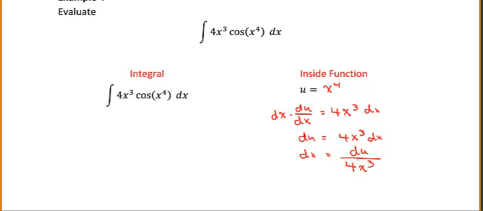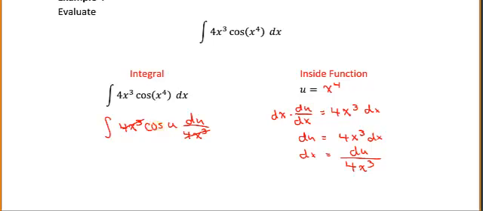So now I could simply make the substitutions. U is x to the fourth, so I'll replace x to the fourth with u, and dx is du over 4x to the third. So I'll have 4x to the third times the cosine of u, times du over 4x to the third. The 4x to the thirds cancel, and I'm just left with cosine of u.